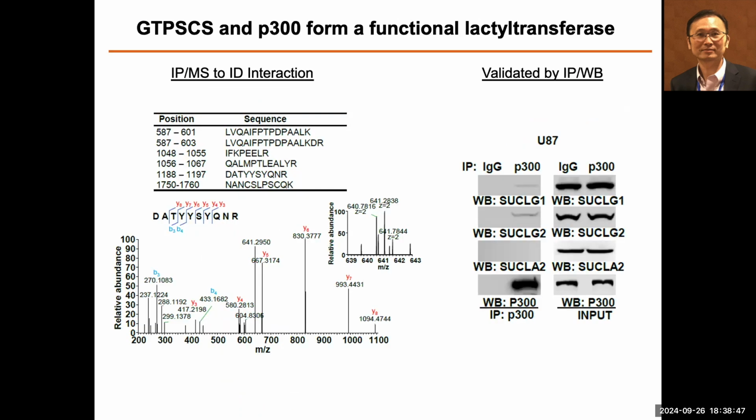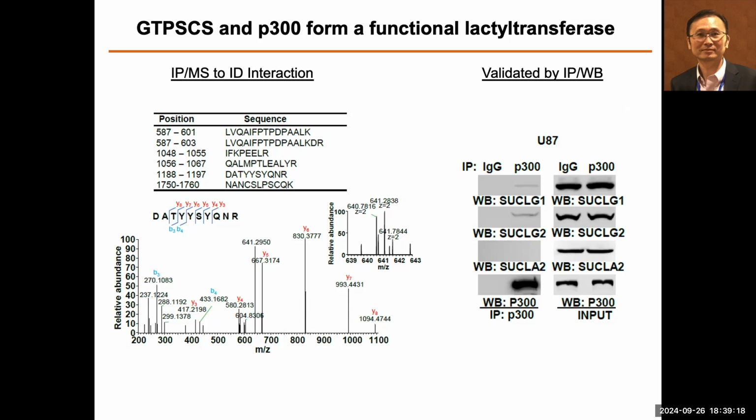So we want to study how this enzyme is regulated in nucleus. So what we did is we purify this enzyme's complex. We ask which proteins are associated with this enzyme. So we show that when we express the flag tag G2 subunit of GTP-SCS, we can pull down P300. P300 is a major protein in this pull down experiment.